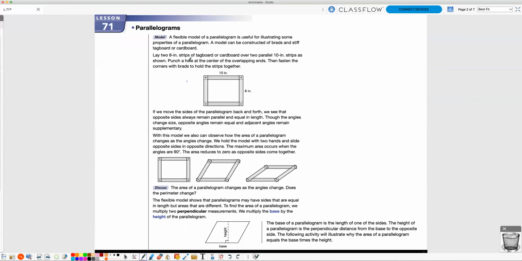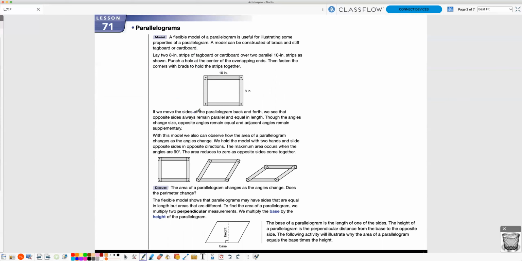All right, we've got an activity here. You would need two 8-inch strips of tagboard or cardboard over two parallel 10-inch strips as shown, and then punch a hole in the center of the overlapping ends and then fasten the corners with brads to hold the strips together. This can't be done virtually. You would have to do that with your materials.